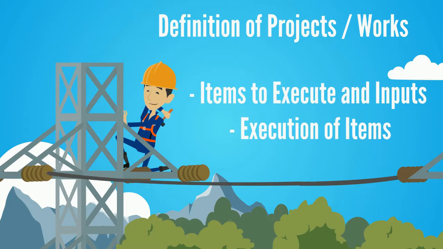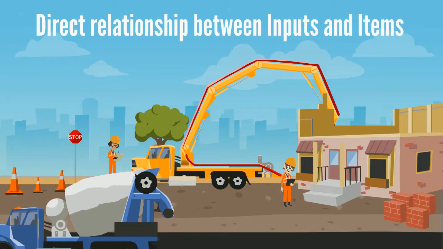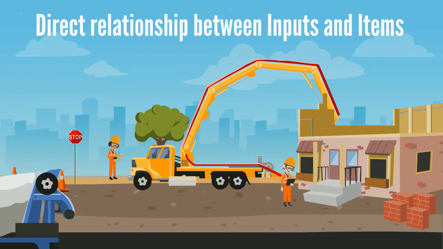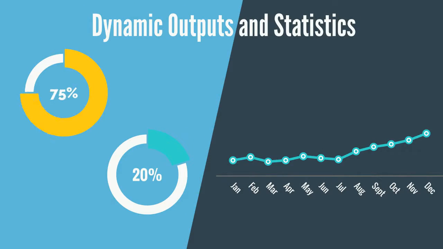Definition of projects, works by both, items to be executed and products to be consumed. The products to be consumed are those needed for the execution of the items. The direct relationship between items and products, including the composition of prices. Dynamic outputs and statistics.